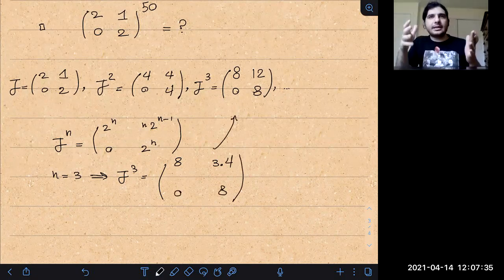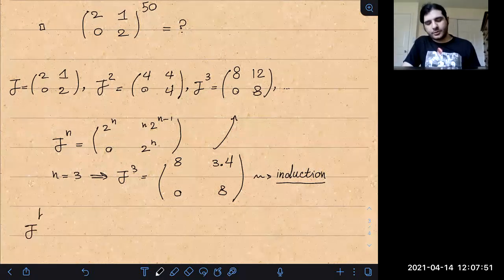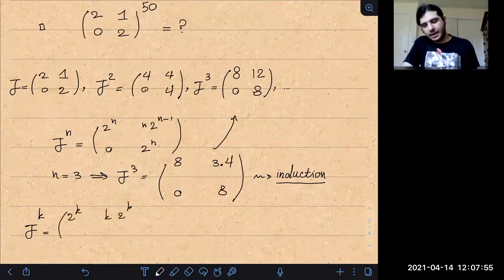And as soon as you guess the pattern, you can prove it by induction. Well, you check the base case, and then in order to prove by induction, we should prove j to the k is equal to 2 to the k, k to the k minus 1, 0, 2 to the k. That's what we need to prove.